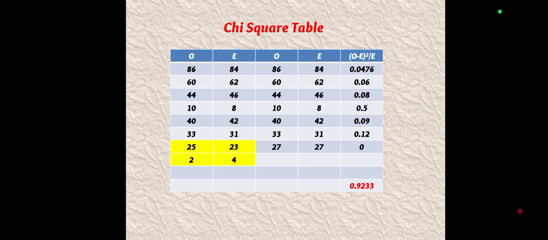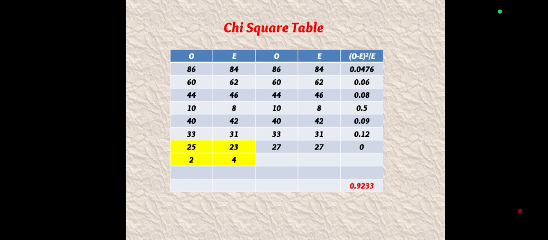Finally, we reach the chi-square table. Observed frequency values are 86, 60, 44, 10, 40, 33, 25, 2. Here, look at the last two cells, the last value is 2. So it's less than 5. So the value should be added to the preceding one. So 25 plus 2, we get 27. So we use these new observed frequency values and expected frequency values in this table.